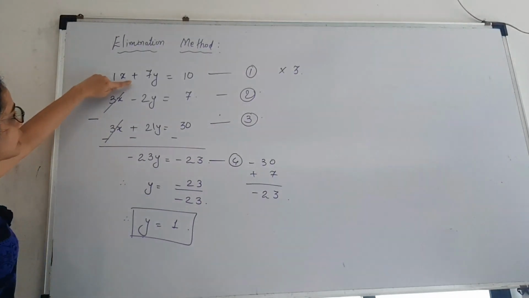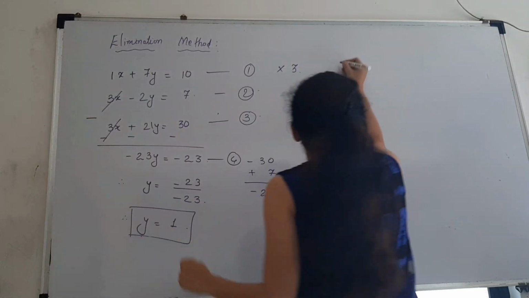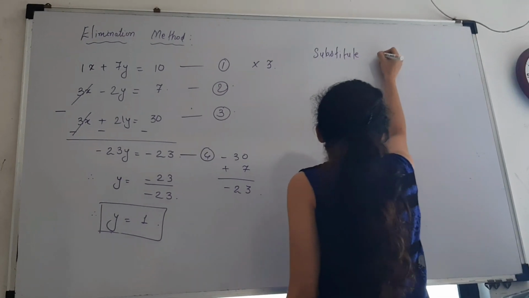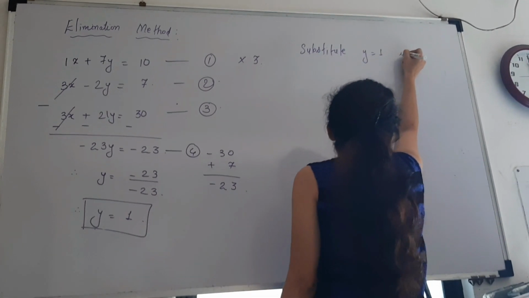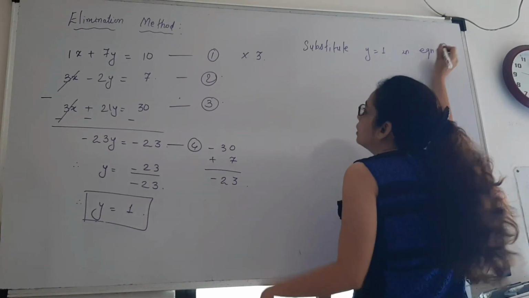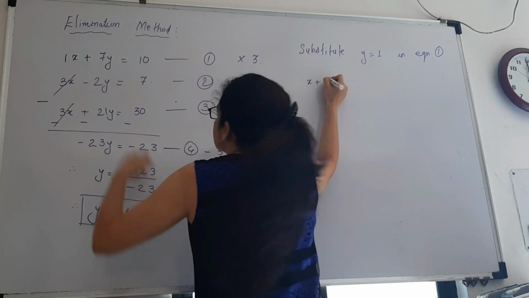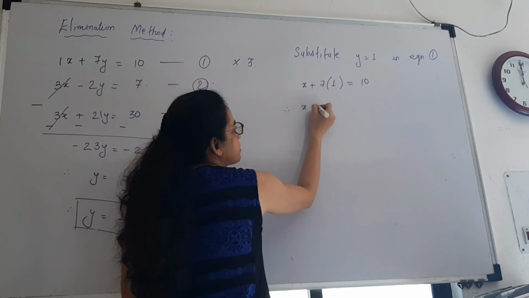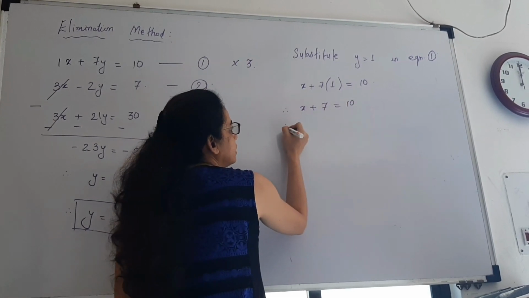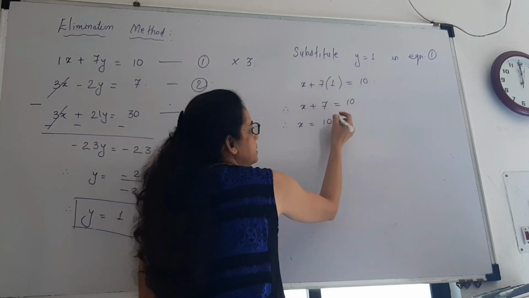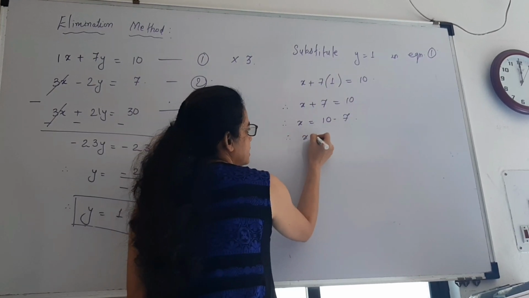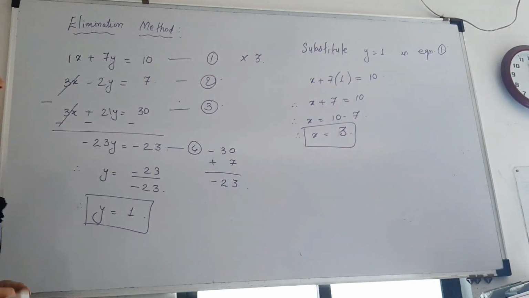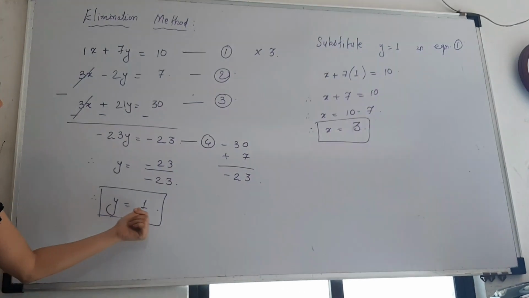Which is the easier equation? I think equation 1 is easier to get the value of x. So what I am going to do is substitute y equal to 1 in equation 1. So it's going to be x plus 7 into y, which is 1, equal to 10. So x plus 7 is equal to 10. So x is equal to 10, and the 7 becomes minus 7 on the other side. x is equal to 3. So I got the answer as x equal to 3 and y is equal to 1.